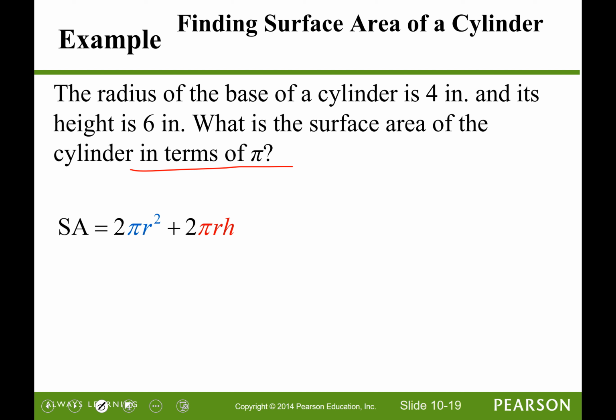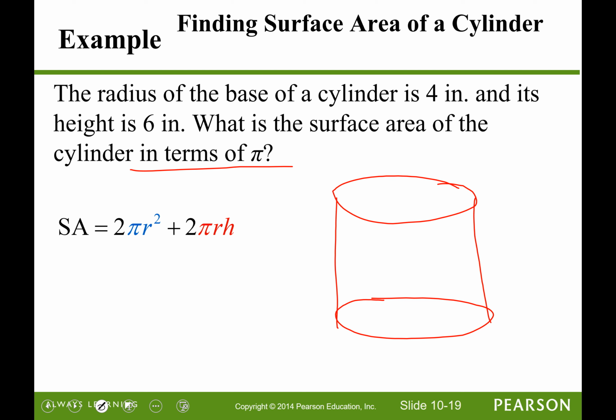Let's draw a picture. The radius of the base of a cylinder is 4 inches. So for a cylinder, you want to draw two squished circles. You want to try to make them parallel and congruent. Attach them with just two lines, even though they're attached infinitely many times, because a circle has infinitely many points on it. The radius of the base, right here, is 4 inches. And the height is 6 inches, this right here. What is the surface area of the cylinder?